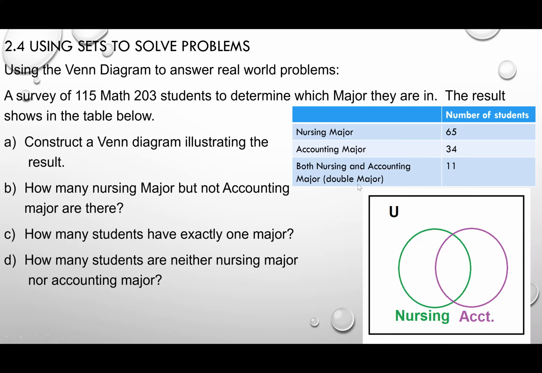So looking at this, as always, when you construct the Venn diagram, you want to construct what's in the middle. How many students are double major? How many students are both a nursing major and accounting major? Well, 11. Everybody see where my 11 comes from? Because they tell me that they're both double major. That's why the 11 is here. And now, do you agree that?